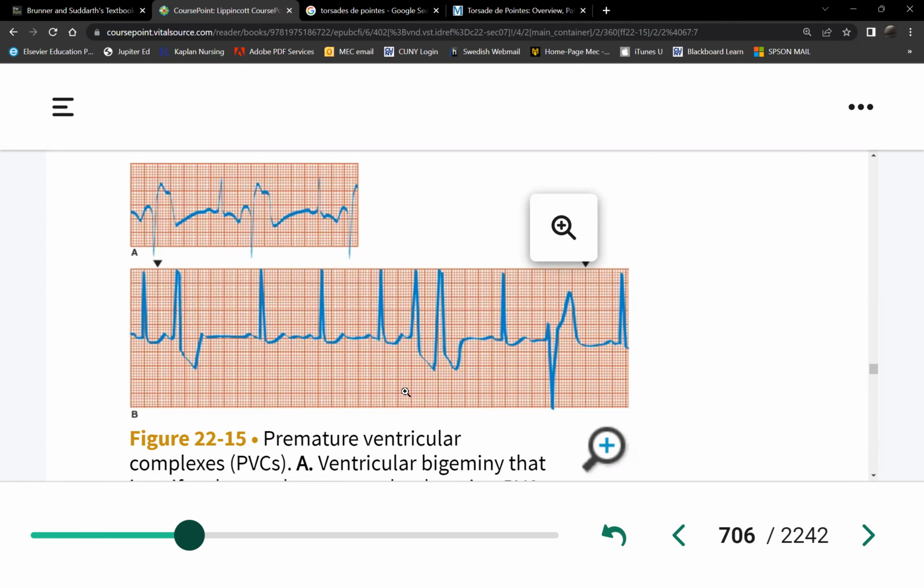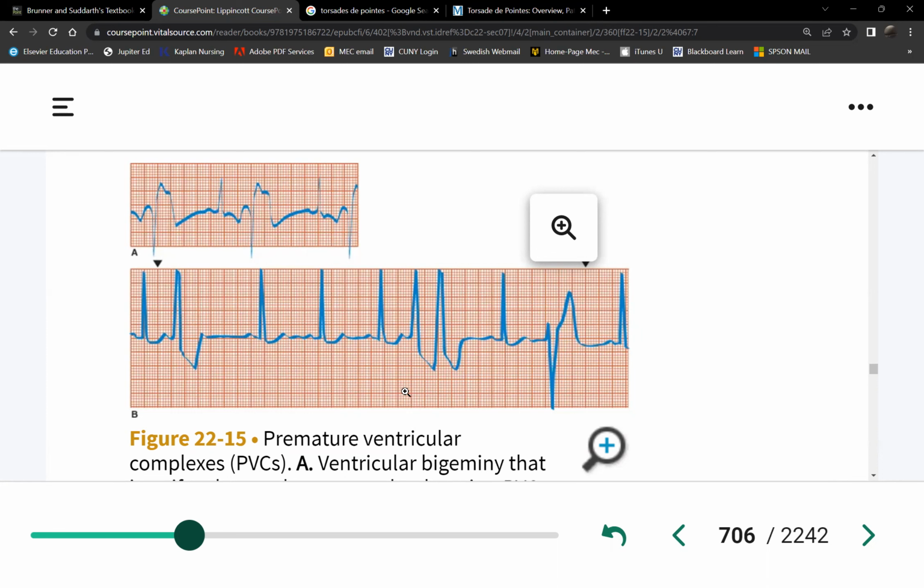So this one, is this a regular-looking QRS? No, this one has the dip. Right, so this is a PVC. If they look the same, we call them monomorphic. If they look different, polymorphic. Five.